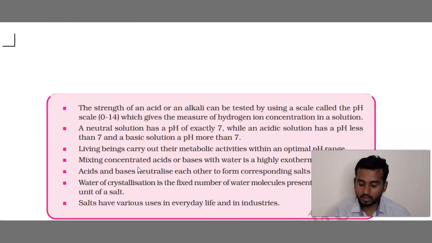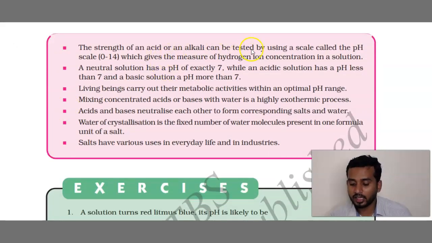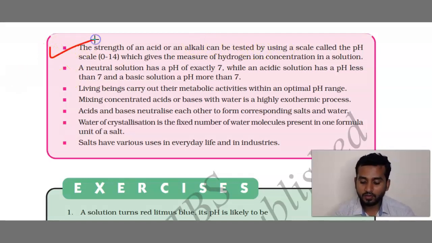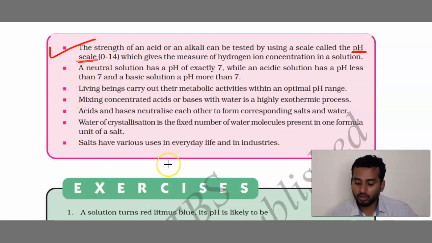And next we can see here the strength of an acid or an alkali can be tested by using a scale that is called the pH scale. If you want to check whether it is a weak or strong acid, or a weak or strong base, we use the pH scale. That pH scale is measured between 0 to 14. For example, this is 0, this is 14 and this is 7.